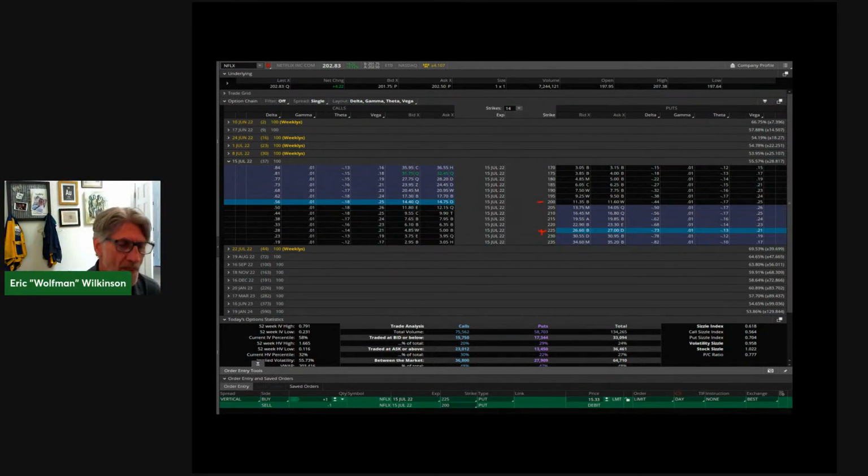Okay. But what we can see is that we have to pay a pretty hefty debit for it, right? Over 50% the width of the strikes. We've got $25 wide and we're paying $15.33. So that's a pretty hefty chunk of money. So then what you want to do is go in and sell another put spread. We bought a put spread. Now we sell a put spread to finance it, in a sense.